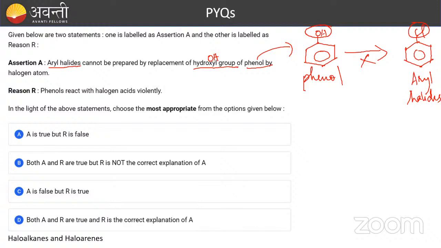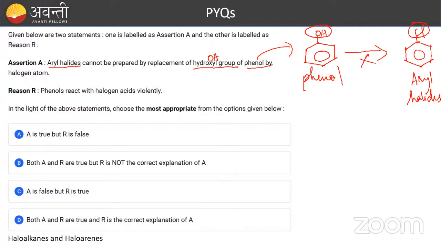No, the assertion is true. Assertion is true only. Very good. The direct substitution of OH by Cl is not possible and the reaction will not occur. So the statement given in the assertion is correct only. So what is the reason they are trying to say? Phenols react with halogen acids violently. What about this statement? Is it true or false? The assertion is true. What about the reason? Phenols react with halogen acids violently. Is it true?